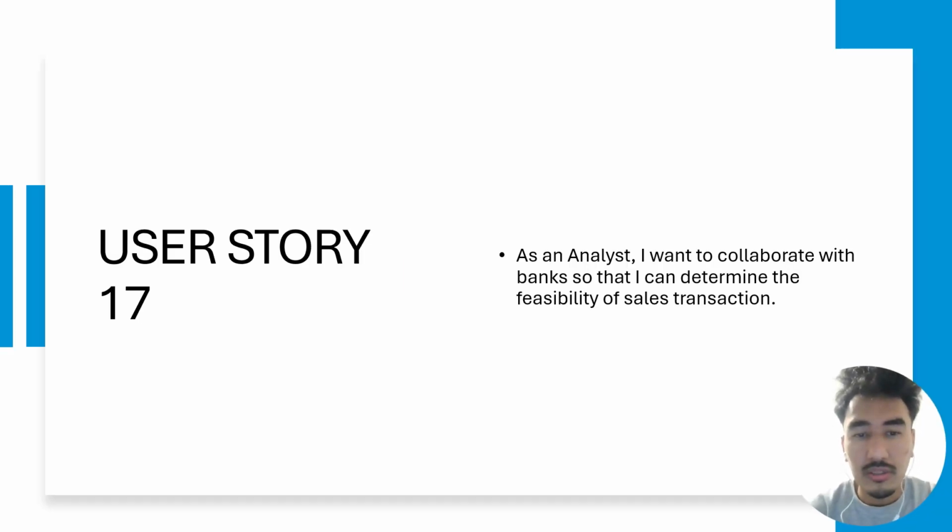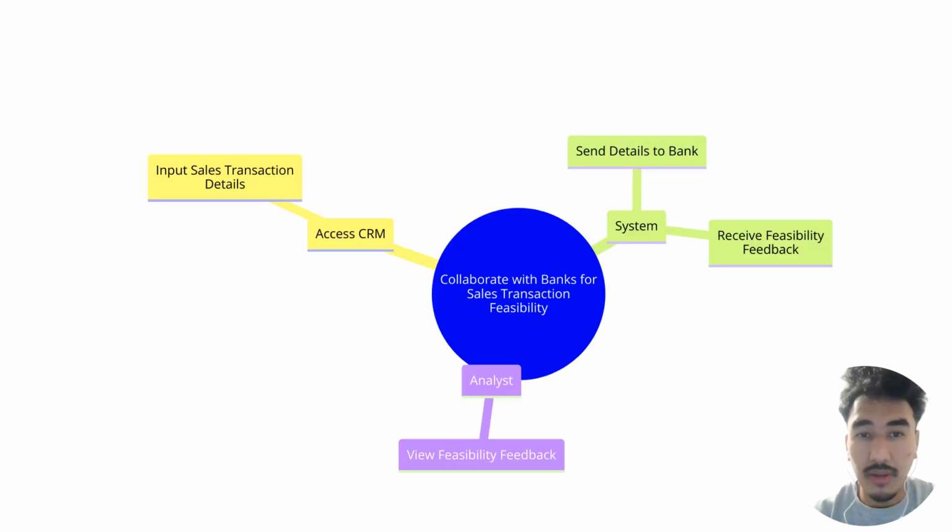So the final user story I worked on was: as an analyst, I want to collaborate with banks so that I can determine the feasibility of sales transactions. For this, I created a mind map diagram in which the process begins with the analyst accessing the CRM system and inputting the sales transaction details. Then the system sends these details to the banks, and upon receiving them, the bank provides feasibility feedback, which is sent back to the system.